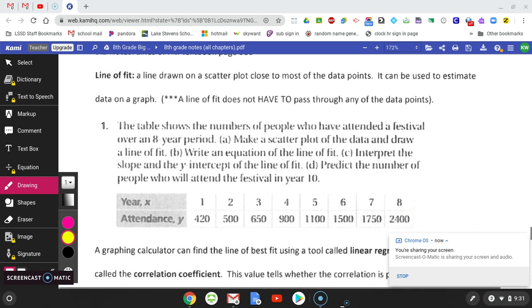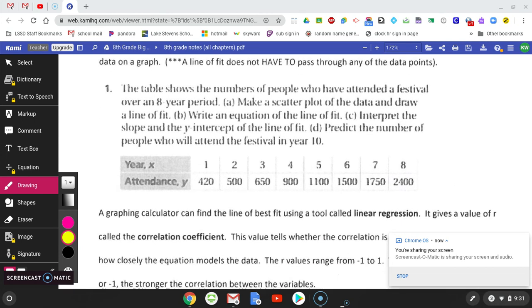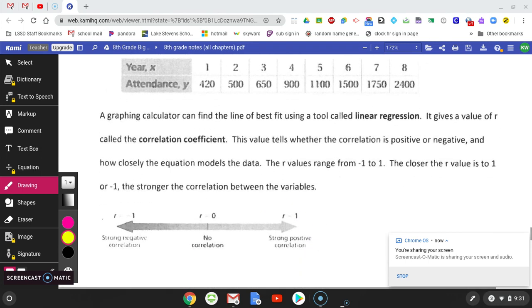Okay, so it says the table shows the number of people who have attended a festival over an 8-year period. We're going to make a scatter plot of the data and draw on a line of best fit, and then we're going to write an equation of that line of best fit. We're going to interpret the slope and the y-intercept and predict the number of people who would attend in about 10 years.